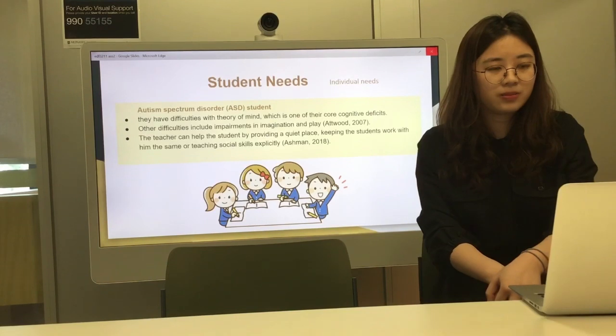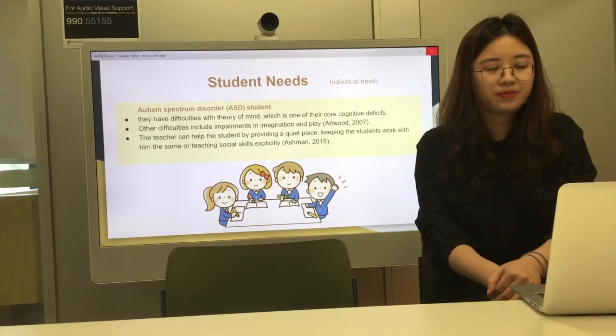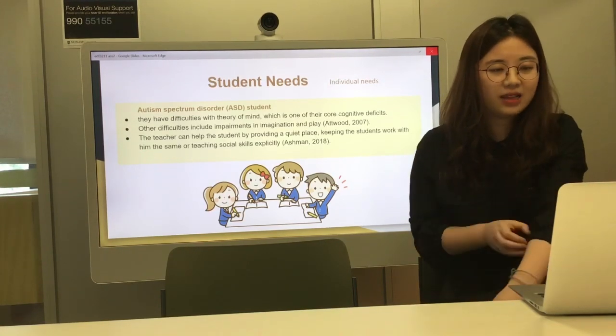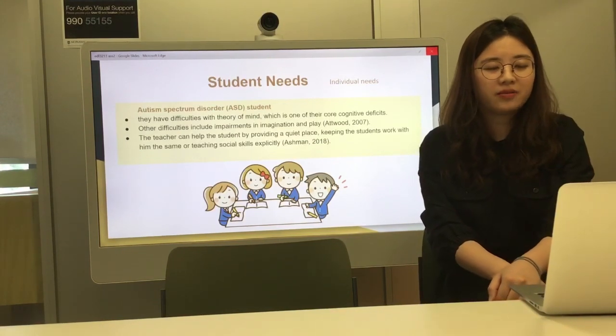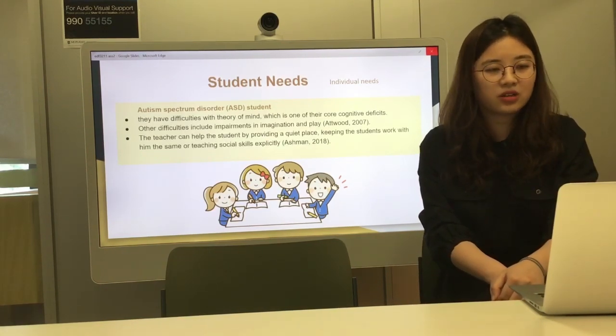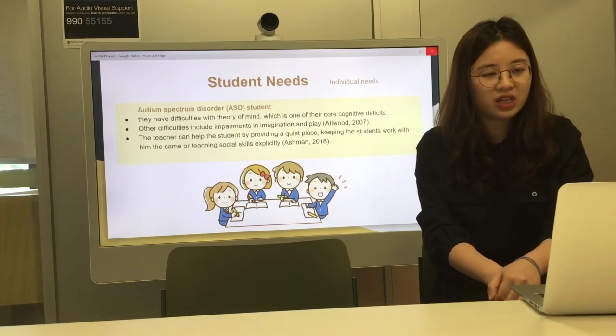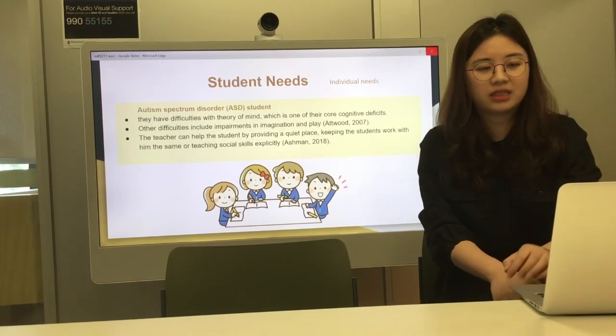As for autism spectrum disorder students, they have difficulties with theory of mind, which is one of their core cognitive deficits. Other difficulties include impairments in imagination and play. The teacher can help them by providing a quiet place, keeping the student working with the same partner, or teaching social skills explicitly.